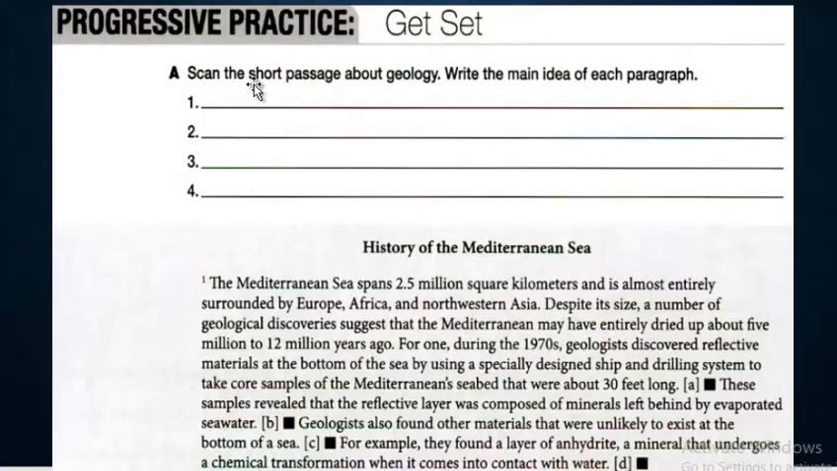Here in activity A you have to scan a short passage about the history of the Mediterranean. You read about geology. Write the main idea of each paragraph. So as usual here we have got 4 paragraphs. You have to read the first and second sentence of each paragraph and try to recognize and decode the main idea of each paragraph and write them in abbreviated notes.